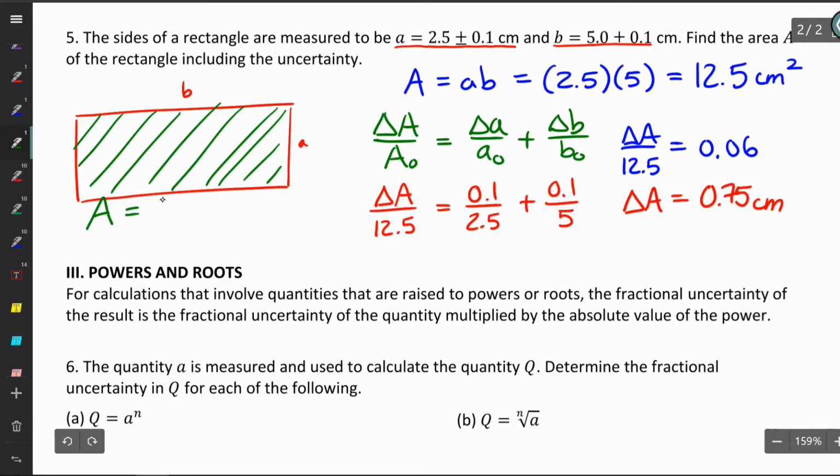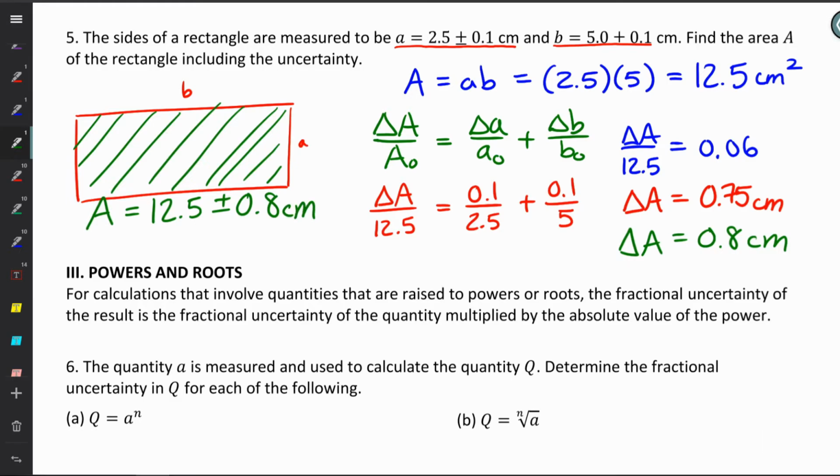So now we can say that the area of this rectangle is equal to 12.5 plus or minus. Now let's wait a second. Remember that the absolute error in IB physics always has to be rounded to one significant figure. So I need to round this off to 0.8 centimeters. So that's the area of the rectangle. It's 12.5 plus or minus 0.8. And just check to make sure that the precision in your uncertainty is the same as the precision in your best estimate. And they match, so we're good to go.